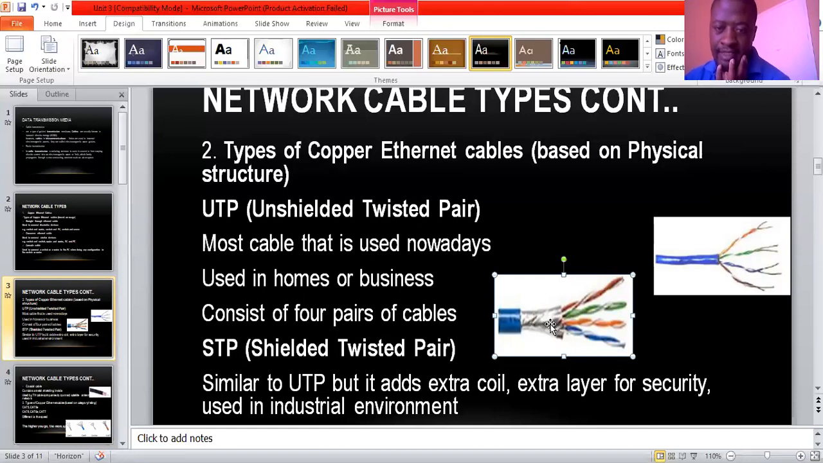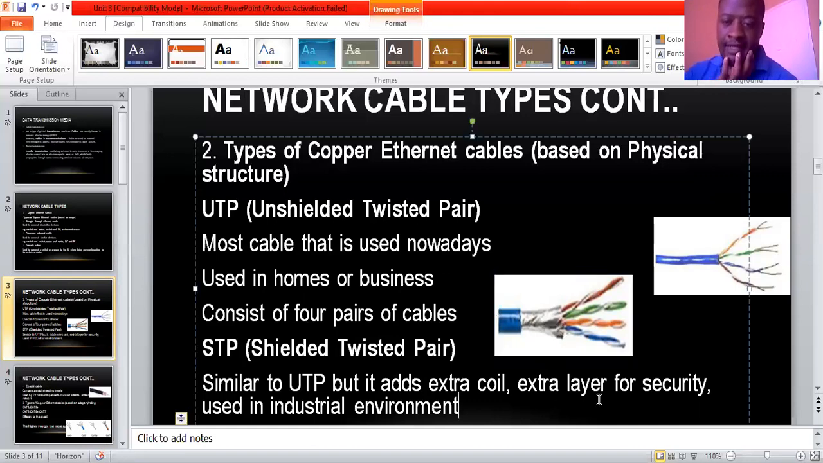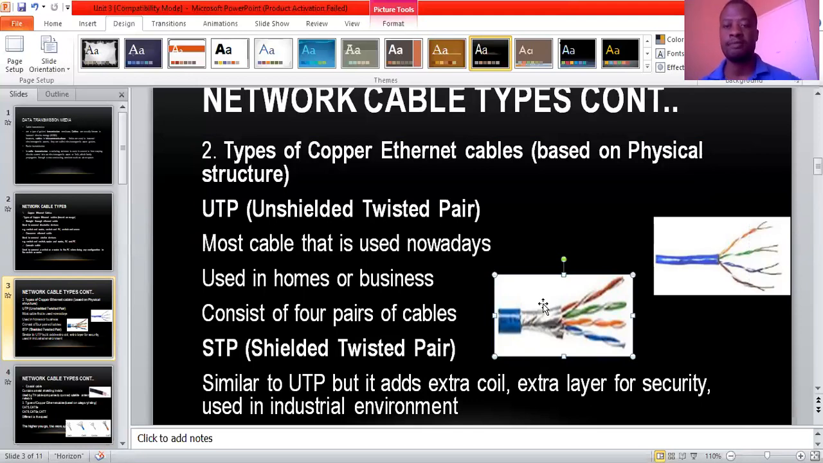This is the shielding or insulating. Okay. And it also has an extra layer for security, used in industrial environments. Okay, so when you're doing connections in industries, the STP cable, the shielded twisted pair, is the most suitable cable to use in such a scenario. Okay, so moving on.